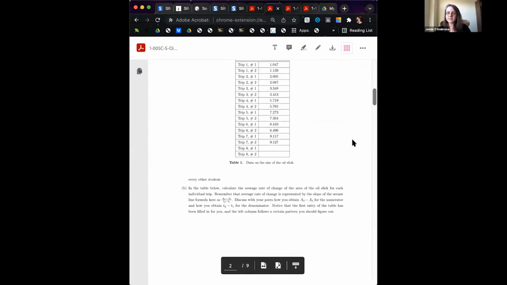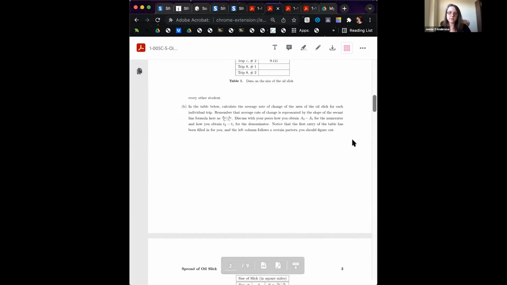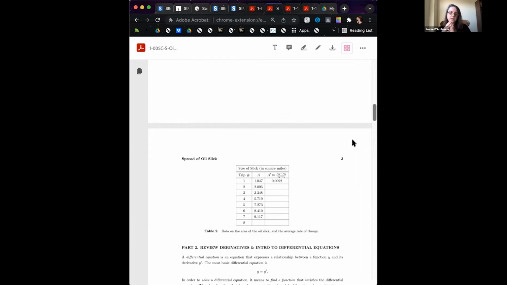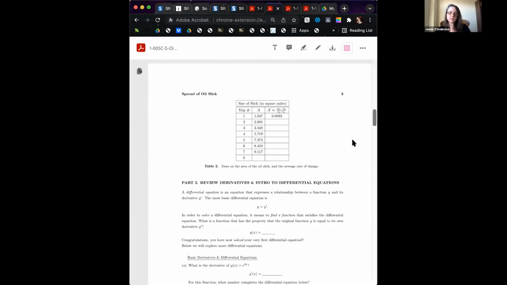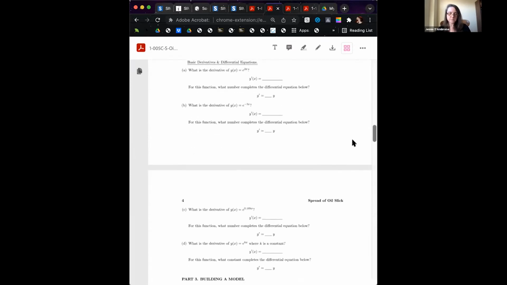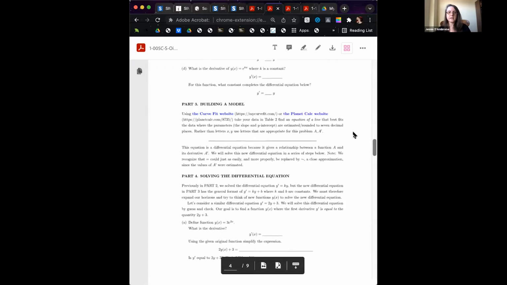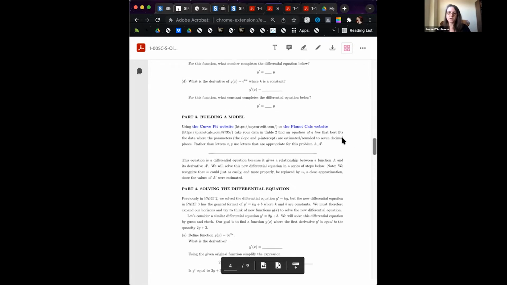And then the first thing that they did was they calculated the difference equation in order to estimate the derivative. And then once you have the area and the derivative of the area, then the students, I'm going to skip this part for now, but I'll come back to it, just used one of these little calculators online to get roughly the best fit line, and that gives you your differential equation.